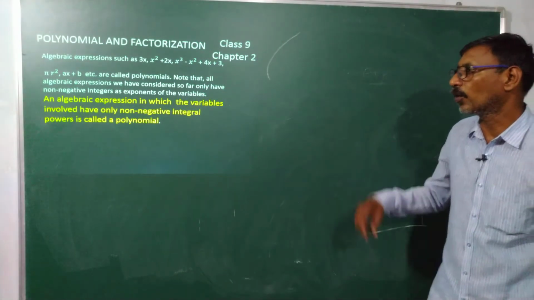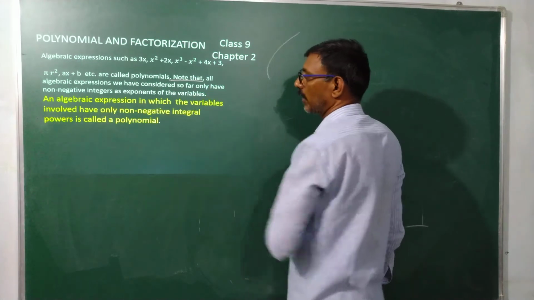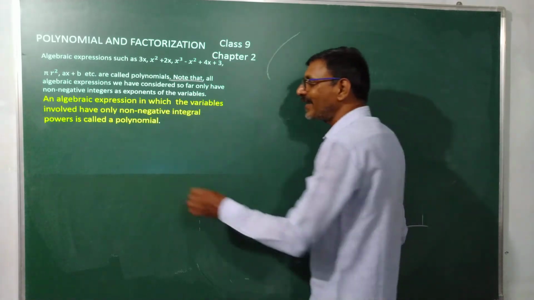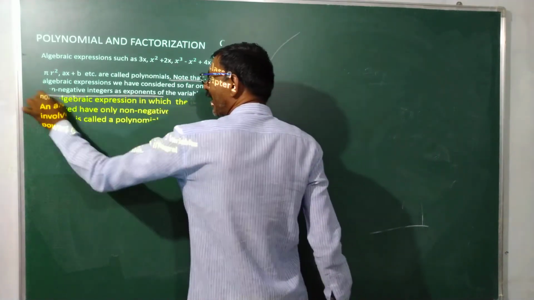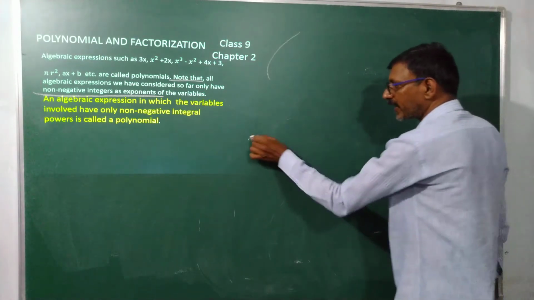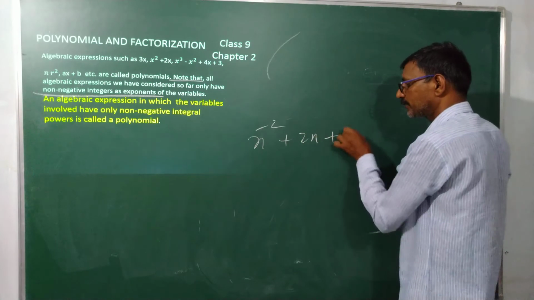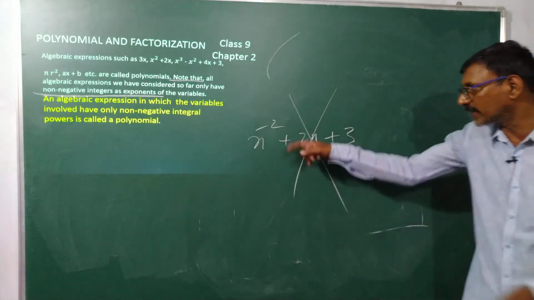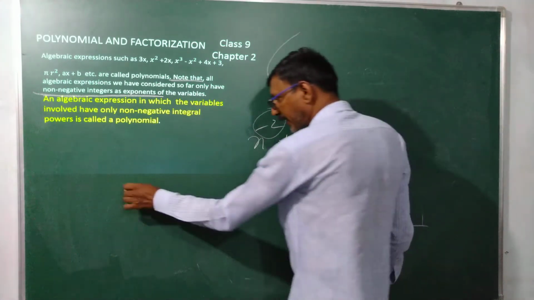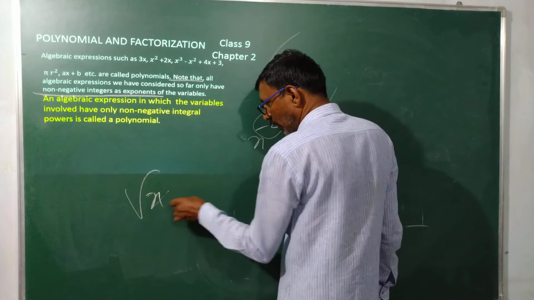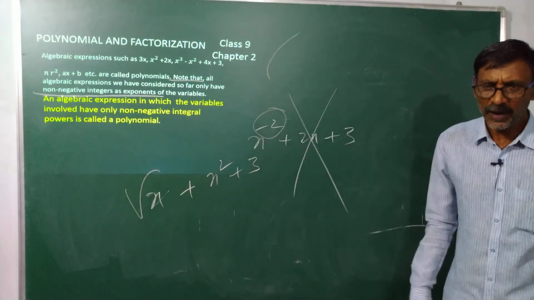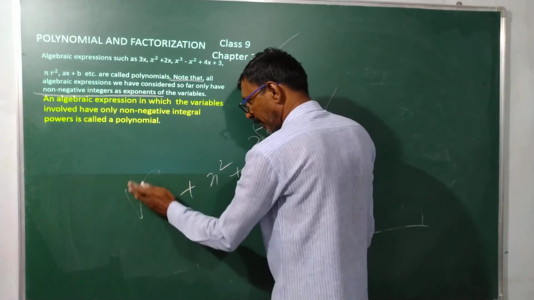Very, very important note given here. Note that all algebraic expressions we consider only have non-negative integer exponents. Those are called polynomials. So if I take x power minus 2 plus 2x plus 3, this is not a polynomial because its power is a negative integer. Suppose I take root x plus x square plus 3. This is not a polynomial because its power is 1 by 2.